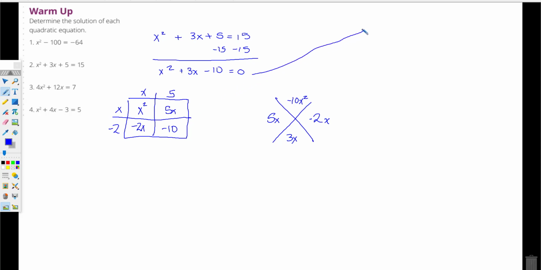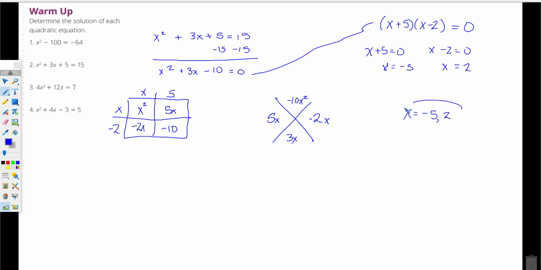And so that means the factors are x plus 5 times x minus 2 is equal to 0. And when I solve that, I put each of those factors equal to 0. And so x is equal to negative 5, or x is equal to positive 2. And so my answers, just practicing that same habit of putting these in order from least to greatest. With what we're covering today, that's going to come into play, and that's why it's a useful tool to have.